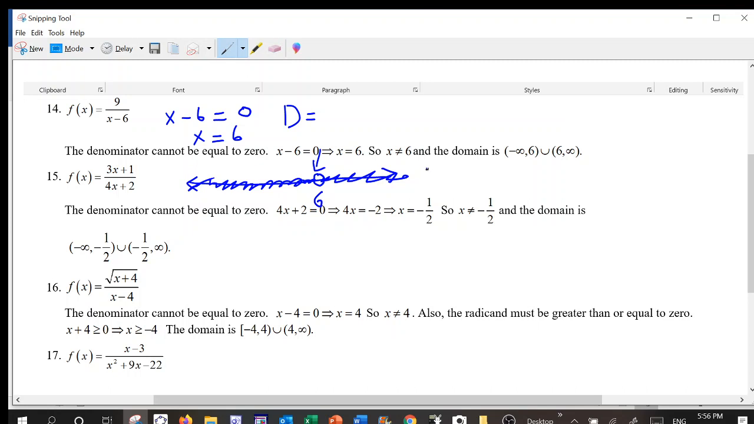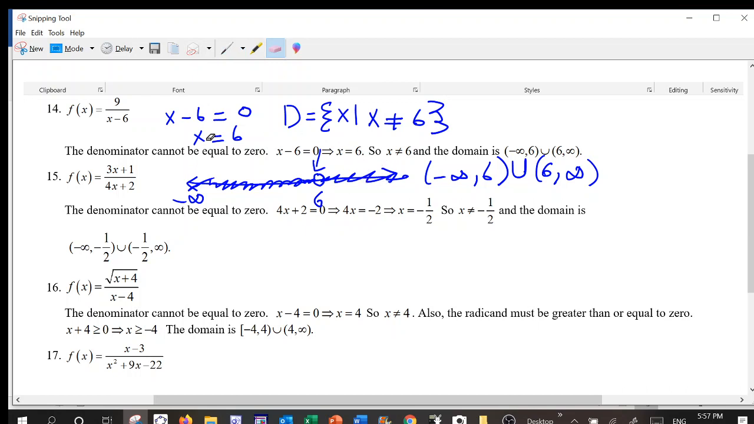So we can write it this way. From negative infinity to 6, not including 6, right? From negative infinity all the way to 6. And then from 6 to what? To infinity. And then we put a union in between. Or we can write what? In set notation. We can write domain is all real numbers x such that, this little thing means such that, x is not what? Is not 6. And that's it. So that's the domain with 14.